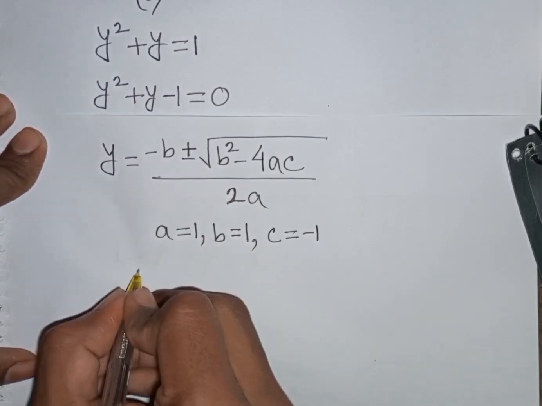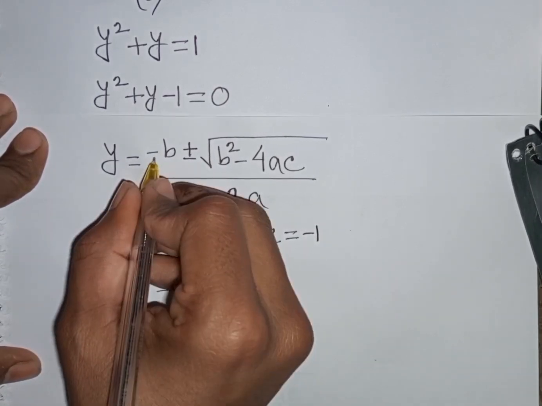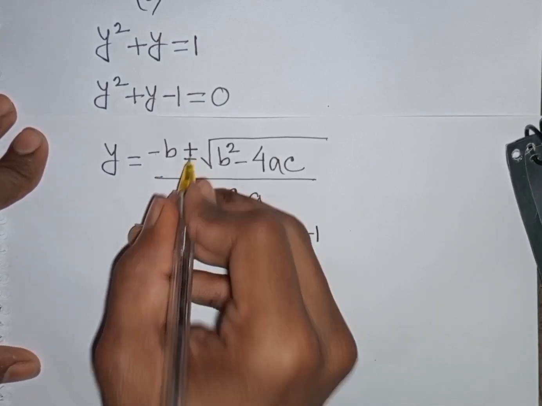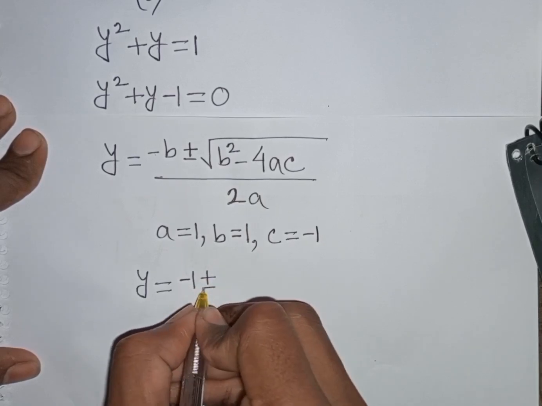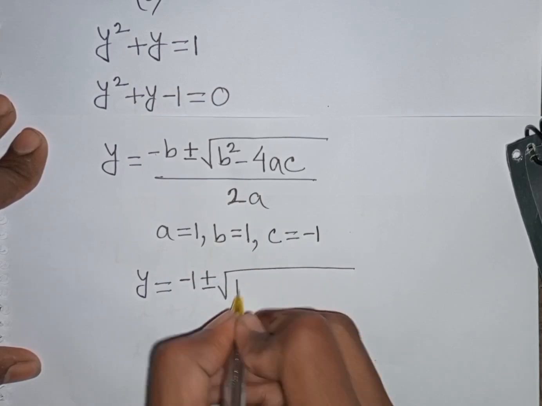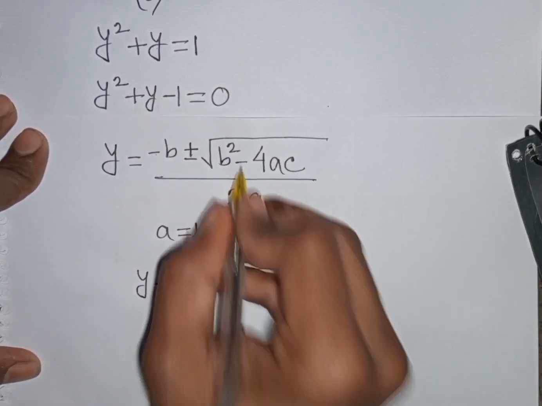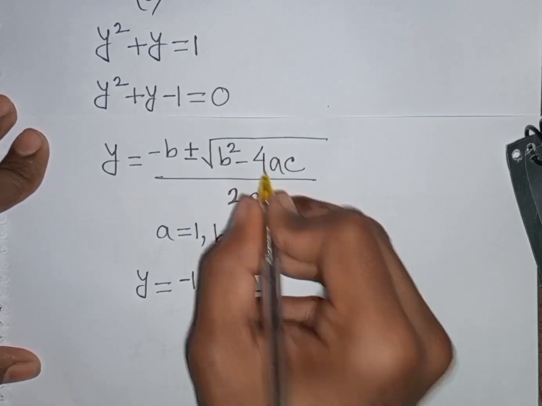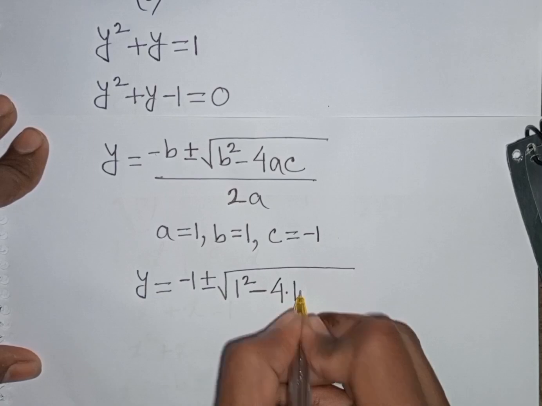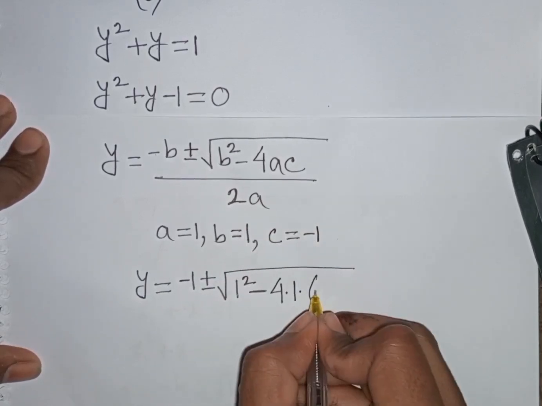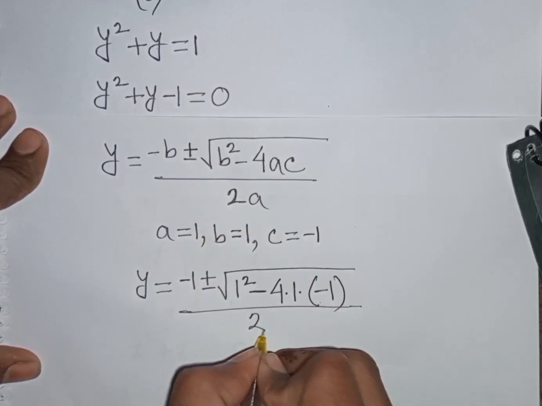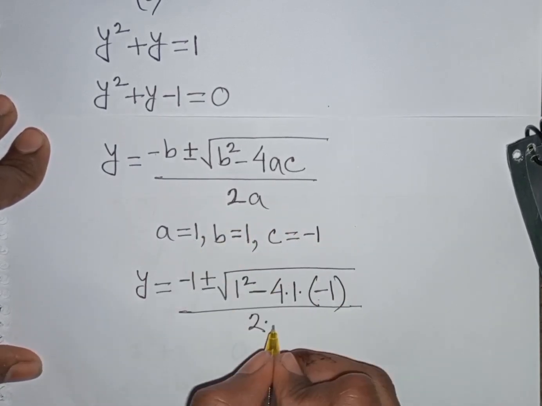Now we can write here y will be equal to minus b, that means minus 1, then plus or minus square root of b square, that means 1 square, minus 4 times a, that means 1, times c, that means negative 1. So bracket negative 1, then divided by 2 times a, that means 1.